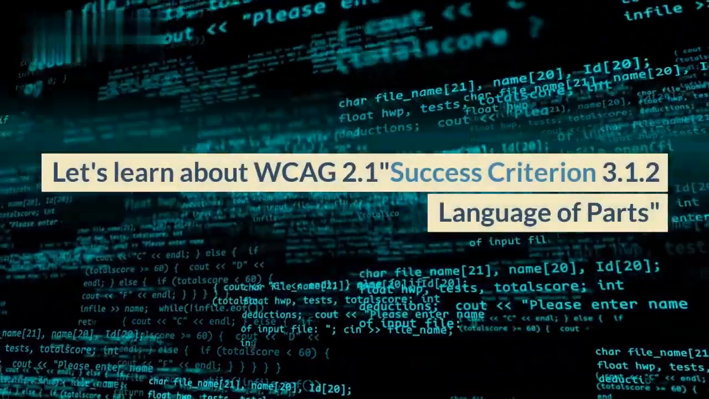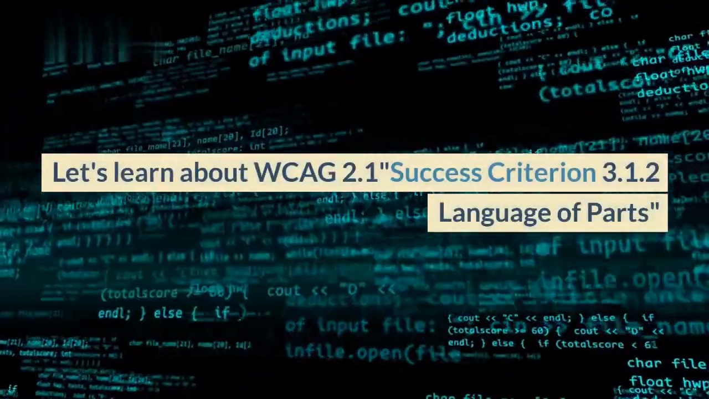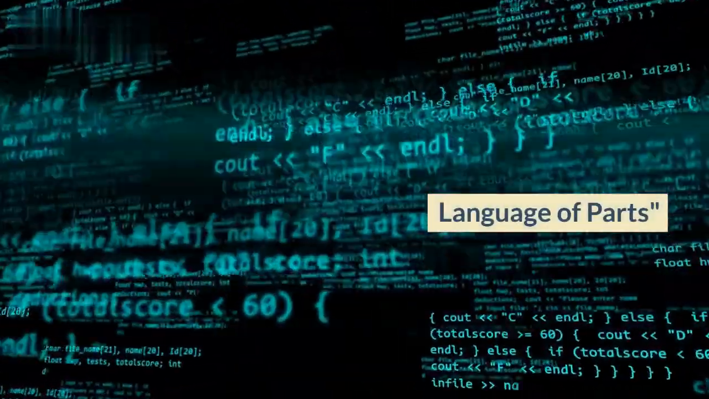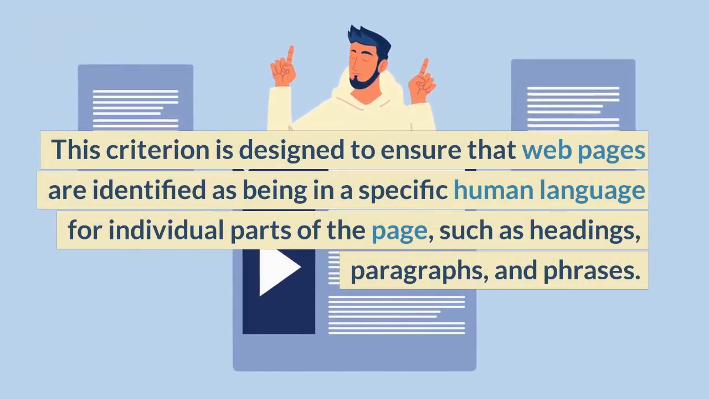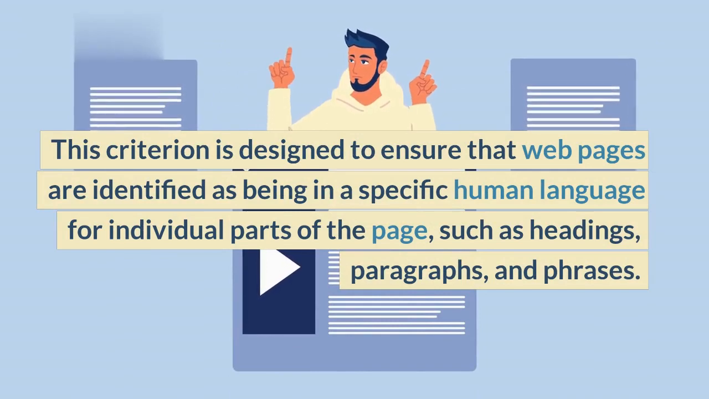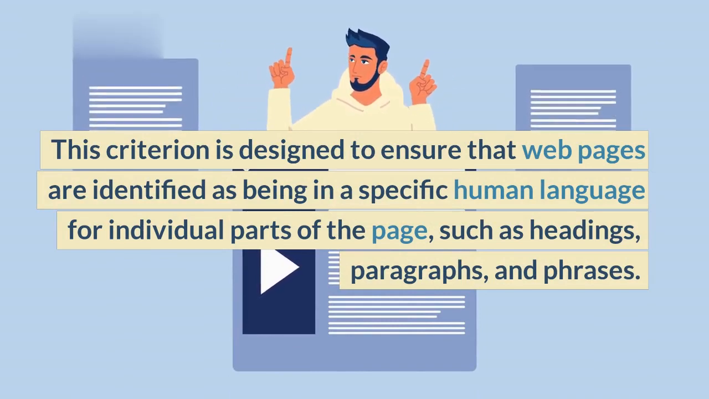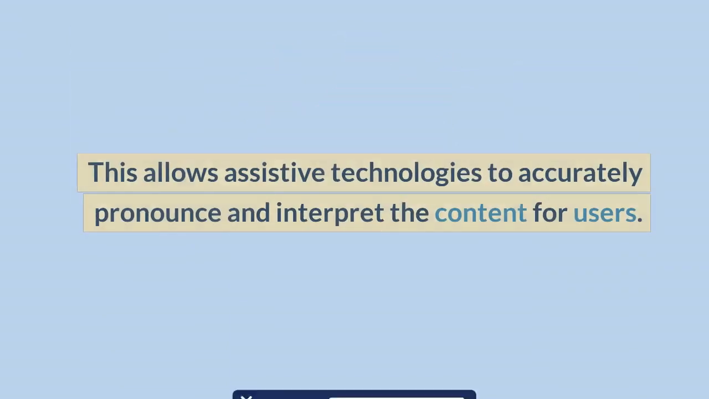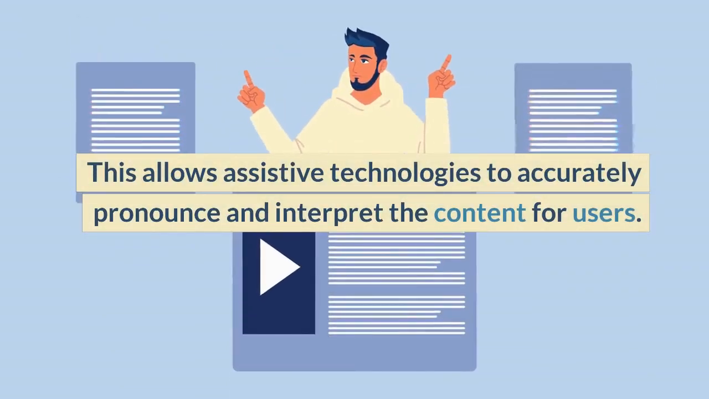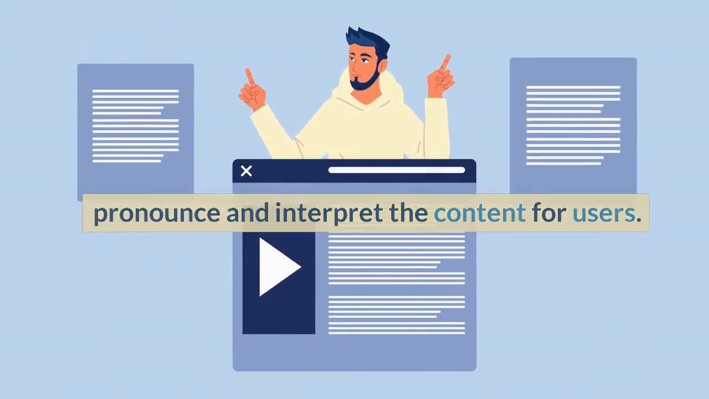Let's learn about WCAG 2.1 Success Criterion 3.1.2 Language of Parts. This criterion is designed to ensure that web pages are identified as being in a specific human language for individual parts of the page, such as headings, paragraphs, and phrases. This allows assistive technologies to accurately pronounce and interpret the content for users.